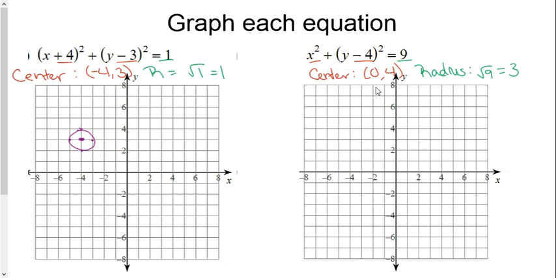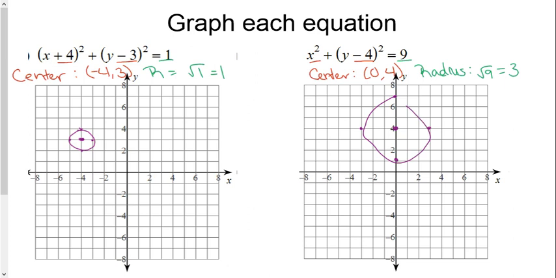So let's graph this. My center is 0, 4. So I start at 0, I go up to 4, I'm going to draw a dot. My radius is 3, so in every direction I'm going to go 3 and plot another point. So I went right, go back to my center, go back up 3. Back to my center, go left 3, back to my center, and down 3. Now the circle is going to be a little bit bigger, so hopefully mine will at least catch the dots.